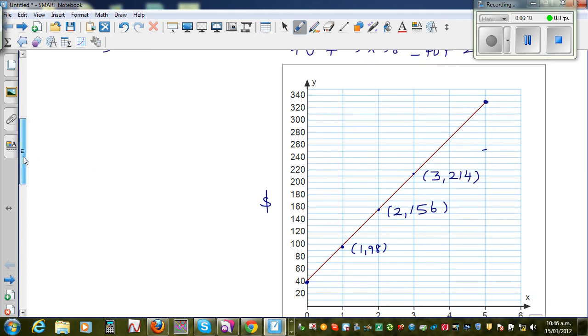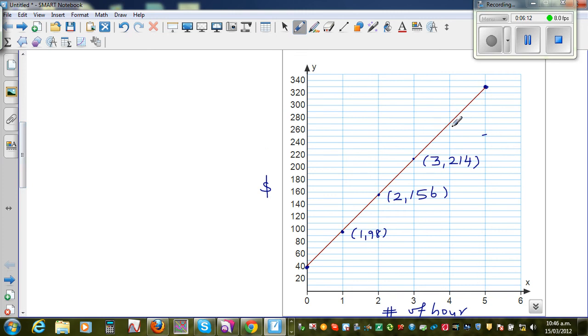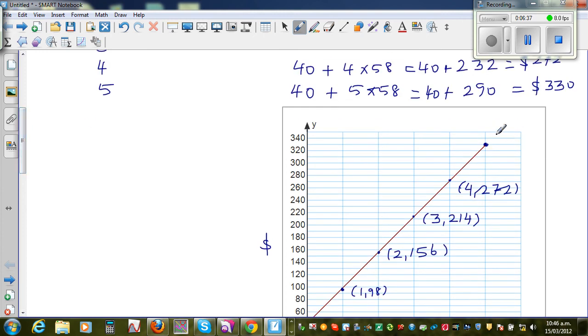For 4 hours, it was 272. This point is very difficult to see, but I think you can see this is 260, 270, just over 270, which is 272. So for 4 hours, it is 272. And for 5 hours, this is the neat point, she gets $330.